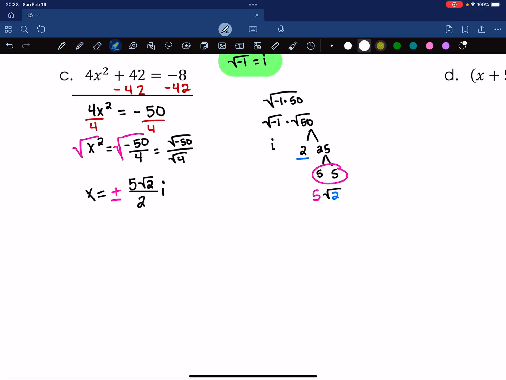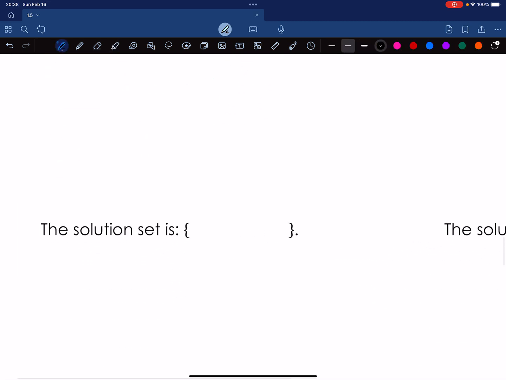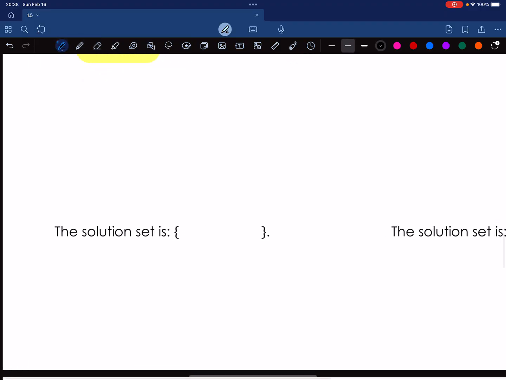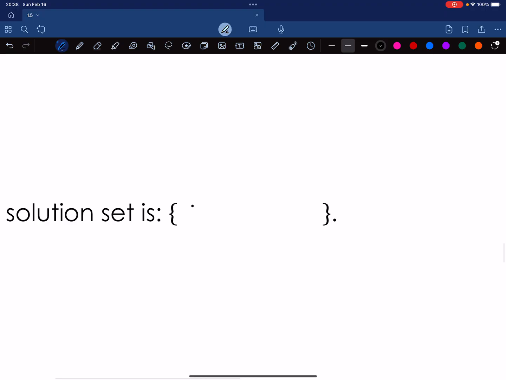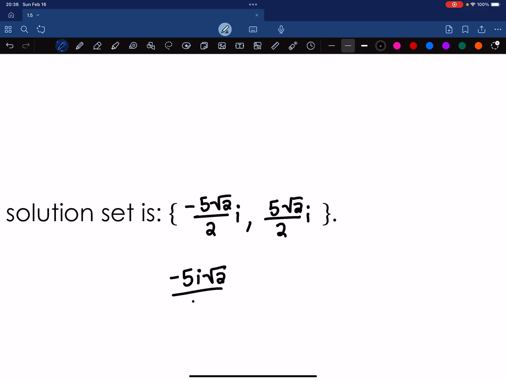So when you go to type this in, I would type it in using the fraction button with the i off to the side. So I would type in -5 rad 2 divided by 2 and then the i, and then +5 rad 2 divided by 2 and then the i. You could also type it in as -5i rad 2 divided by 2 and +5i rad 2 divided by 2.